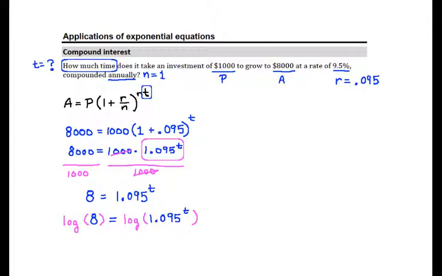Okay, now my variable t can come down by this property of logs and become a scalar multiple of the whole log. The log of 8 can't be simplified, but that's fine. We'll just leave it as log of 8 for now. So this now says log of 8 is equal to t times the log of 1.095.